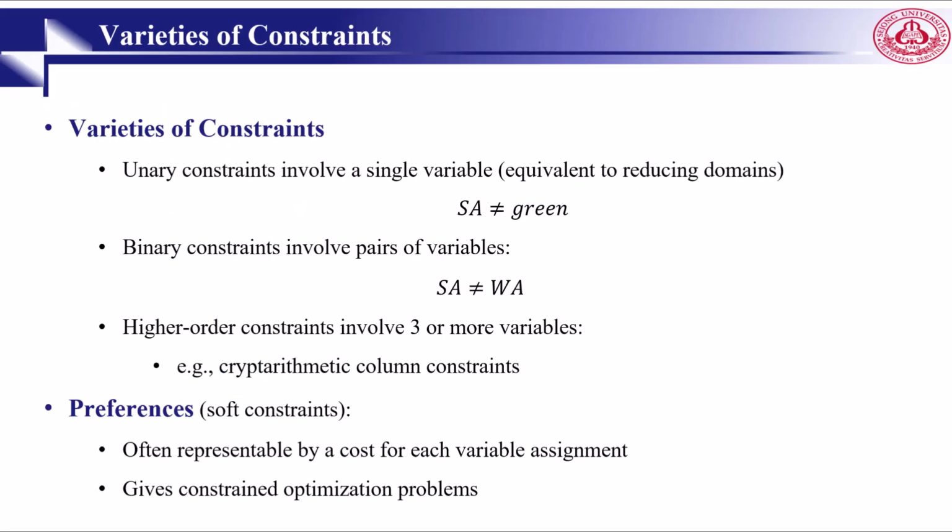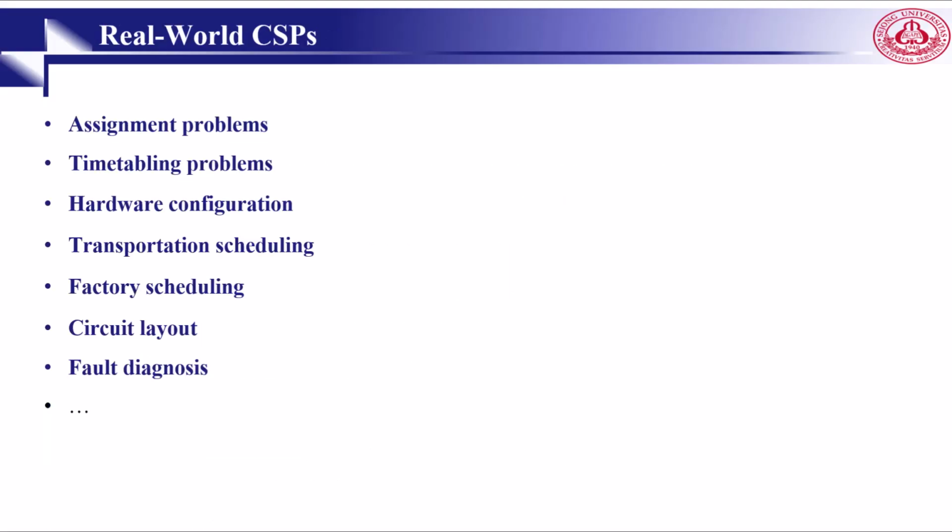Also, we may have different types of constraints. For example, each constraint is applicable to one variable only or several variables. So we have unary constraints. Unary means one constraint is applicable only to one variable. Binary constraint means two variables are in conflict with each other. Also, we can go for higher-order constraints like Sudoku and crypto-arithmetic. Some constraints are called hard constraints and others are called soft constraints. Hard constraints are mandatory and must be satisfied. However, a soft constraint is recommended but not a must. There are many real-world CSP problems like assignment problems, timetabling problems, hardware configuration, transportation scheduling, factory scheduling, circuit layout, fault diagnosis, and many real-world problems involve real-valued variables.